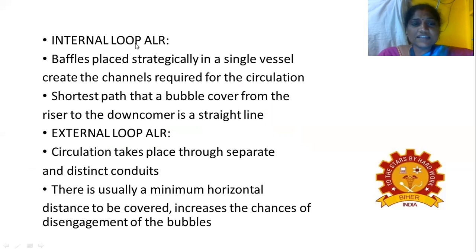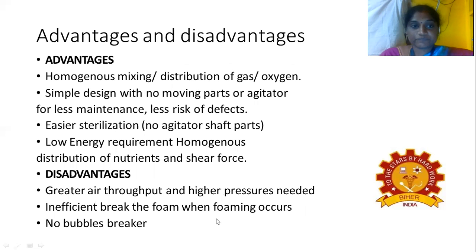So internal loop ALR, internal loop airlift reactor, has baffles placed strategically in a single vessel, which creates the channels required for the circulation. So the shortest path that a bubble covers from the riser to the downcomer is a straight line. In the external loop ALR, circulation takes place through separate and distinct conduits. So there is usually a minimum horizontal distance to be covered, which increases the chances of disengagement of the bubbles.